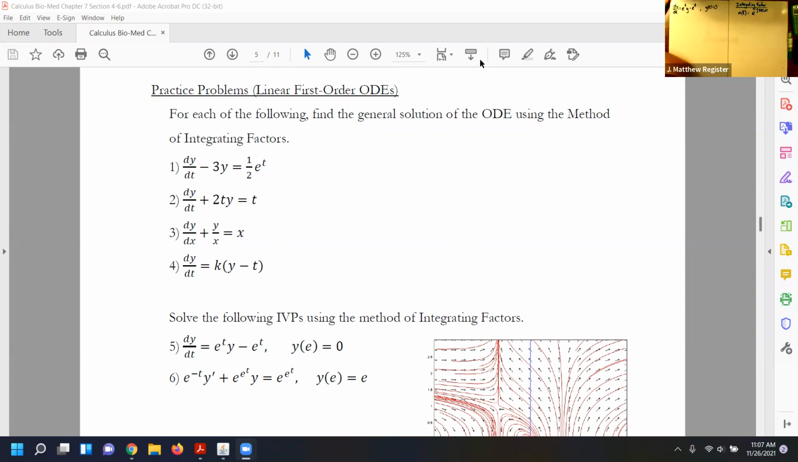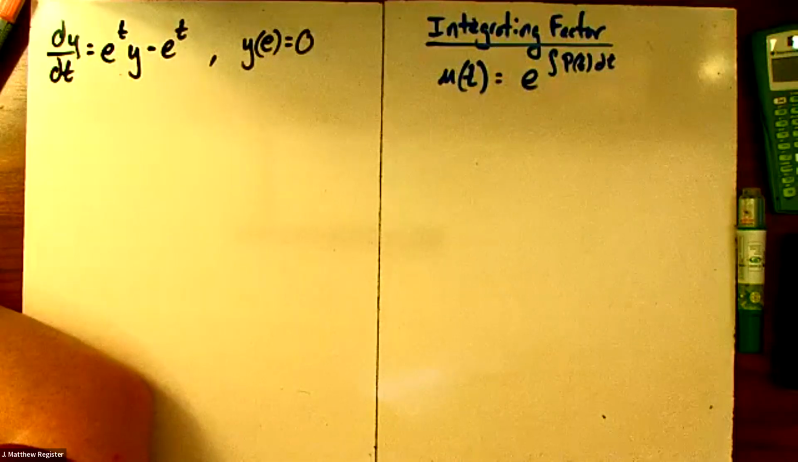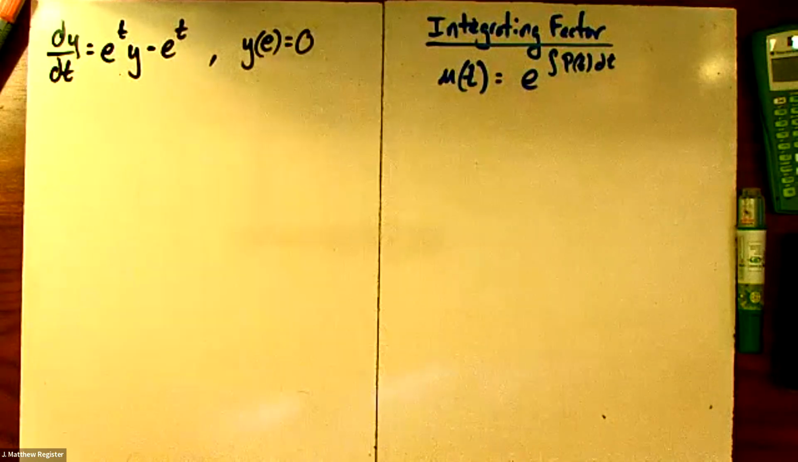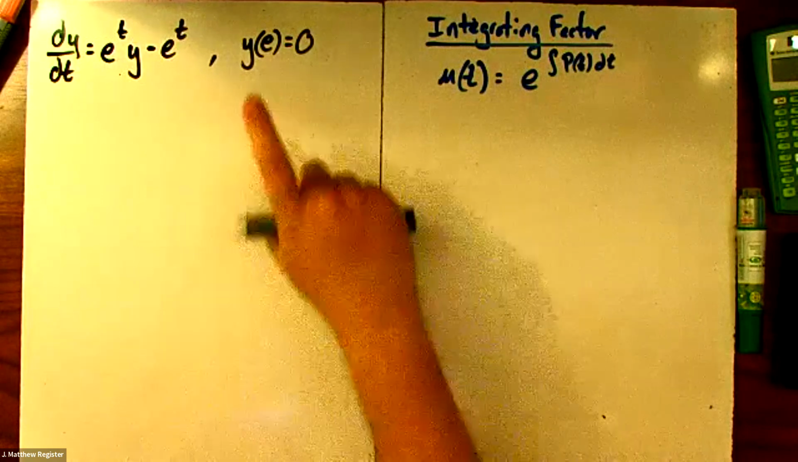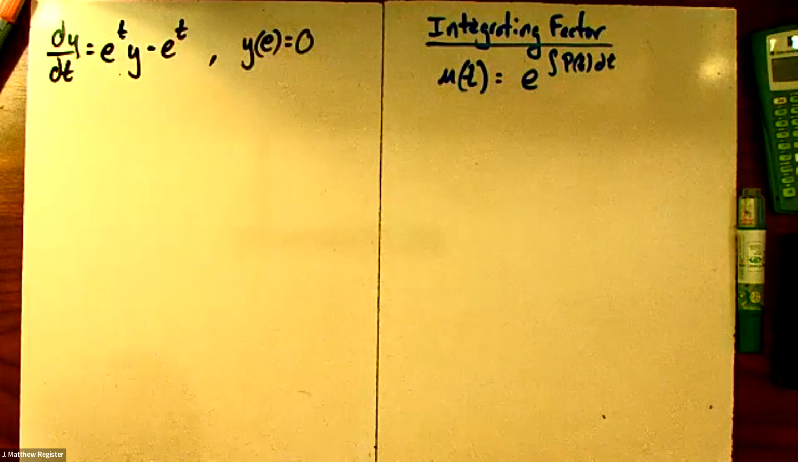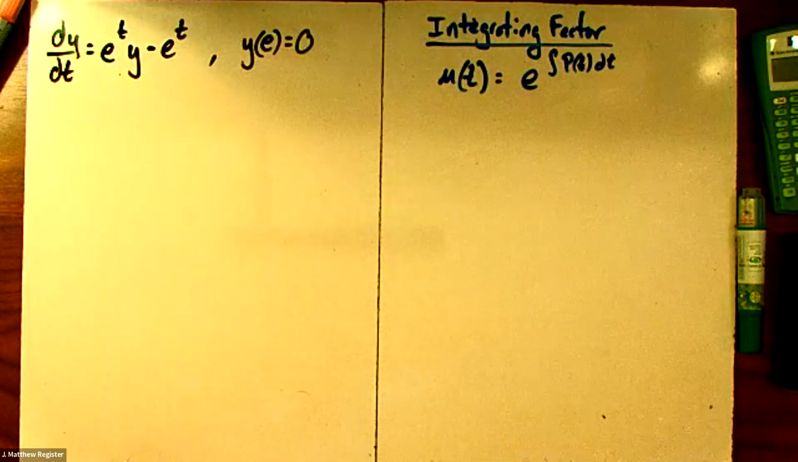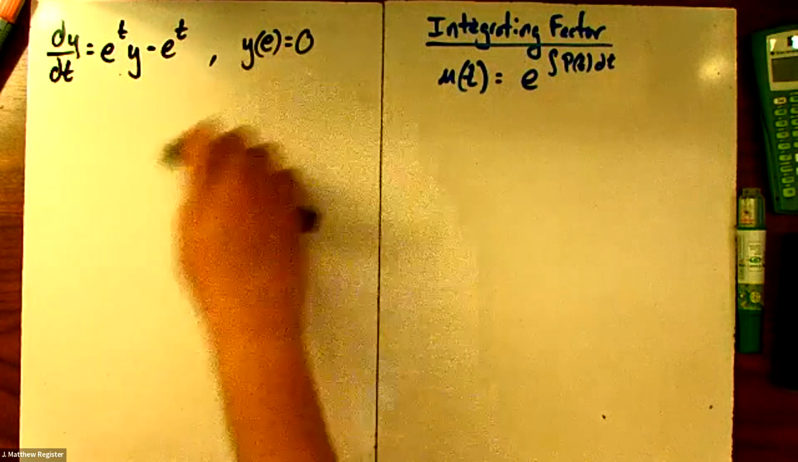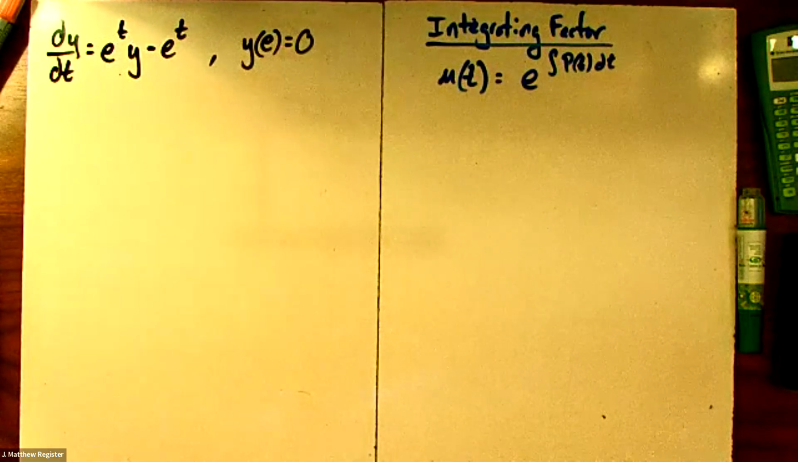And so this is an initial value problem. Our initial value is y of e equals 0. And so when t is equal to e, our y value is equal to 0. That's kind of interesting because often we'll see y of 0 equals something, but this is kind of flipping the script on that.